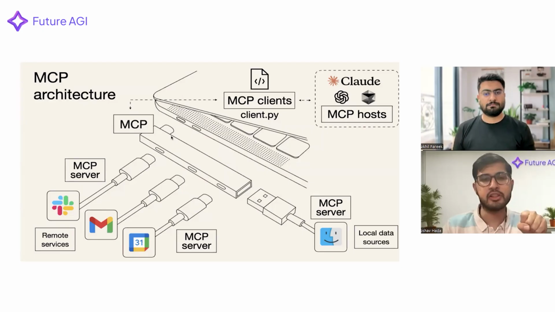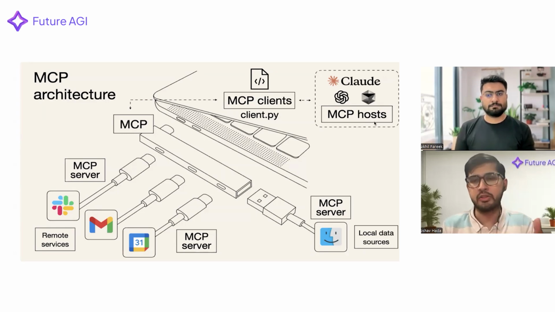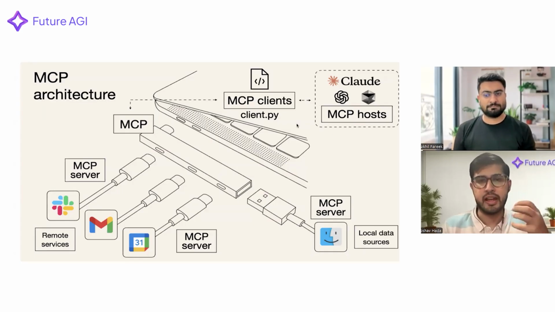So you can imagine it as a USB port where all these different connections go into a single USB hub, and that is then connected to your MCP client. Now, the core architecture of MCP has three core components. First is your MCP host. This can be your Claude desktop, your IDEs such as Cursor or VS Code, or your co-pilots. They will have a client which communicates with these MCP servers that you have connected.